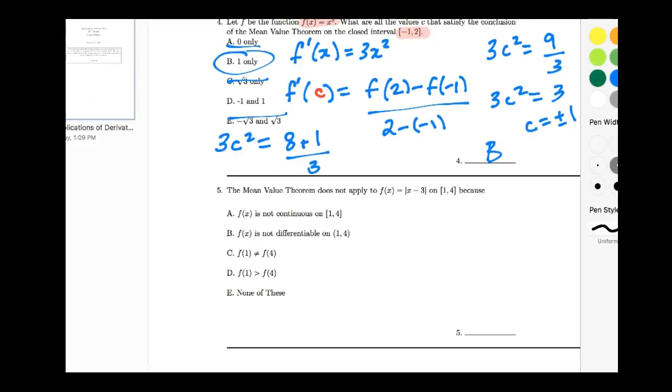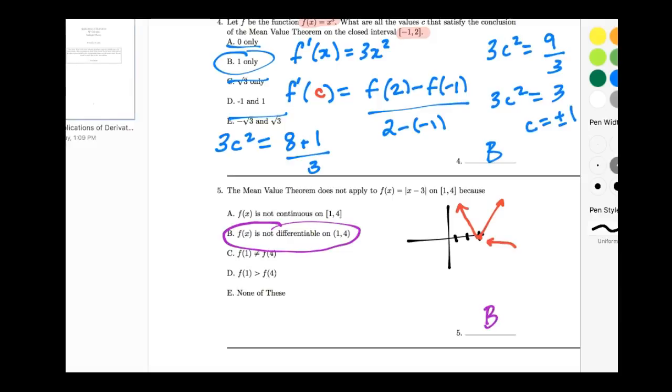Okay? Number 5, the mean value theorem does not apply to this function because, well, let's look. That's an absolute value function, so that function is continuous. However, it is not differentiable at 3, because it's a point. So it is not differentiable at 3. Your answer choice is B.